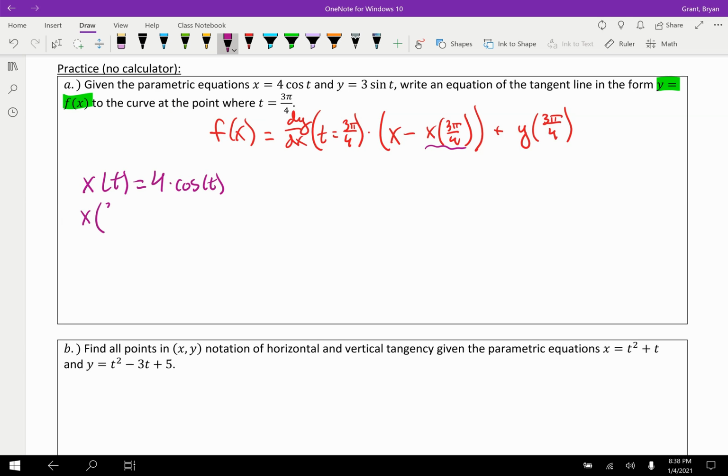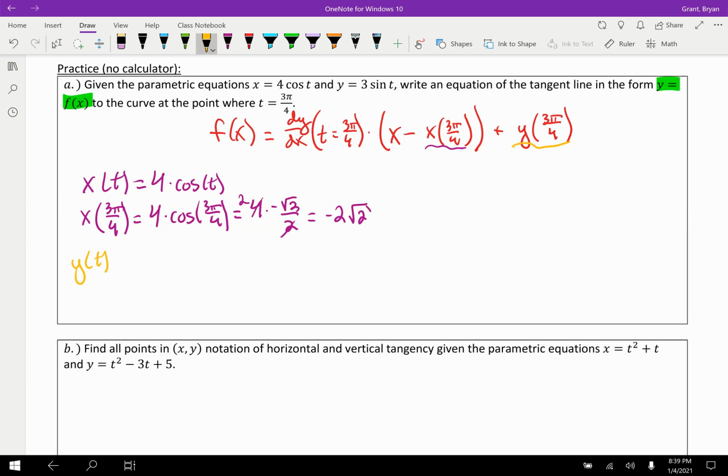if I would like to find x of 3 pi over 4, then we just replace t with 3 pi over 4. That puts us in the second quadrant, and 3 pi over 4 cosine is the x, and in the second quadrant x is negative, so I think we get 4 times negative square root of 2 over 2. These reduce, this becomes a 2, and I'm looking at negative 2 root 2. Nifty.